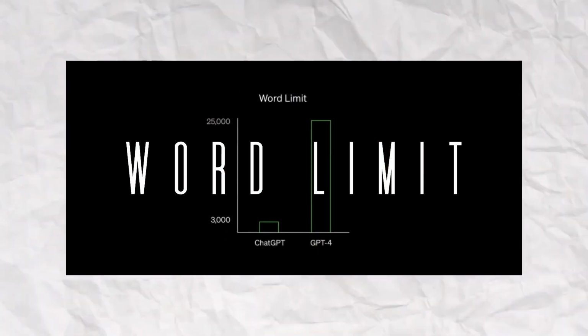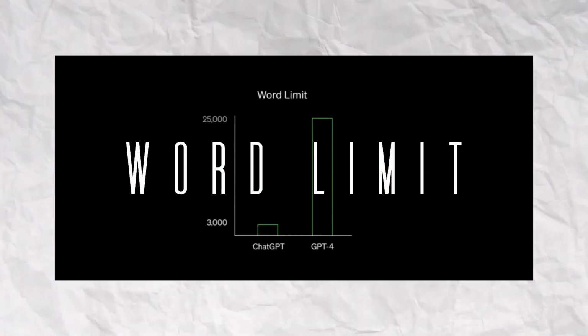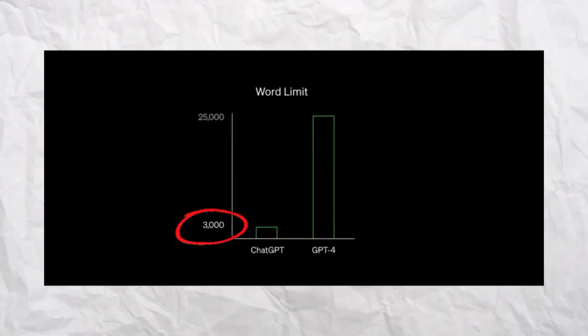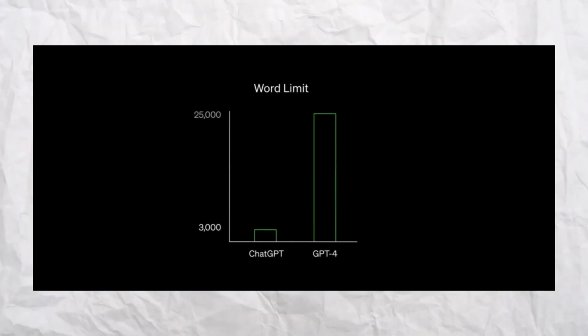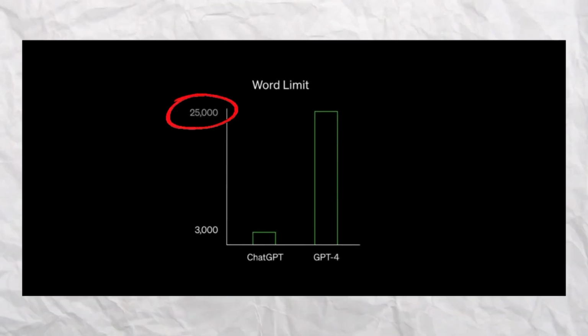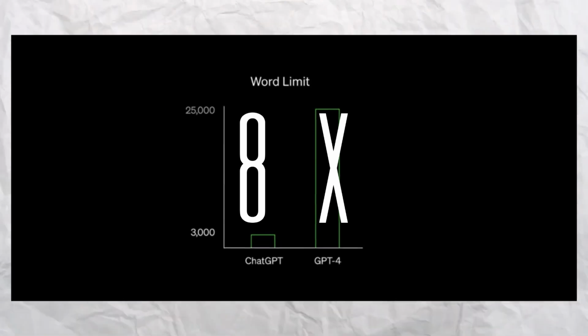Now let's talk about the word limits of both. ChatGPT-3 has a word limit of 30,000 words, whereas ChatGPT-4 has the ability to create a whopping 25,000 words, which is 8x more than ChatGPT-3 could handle.